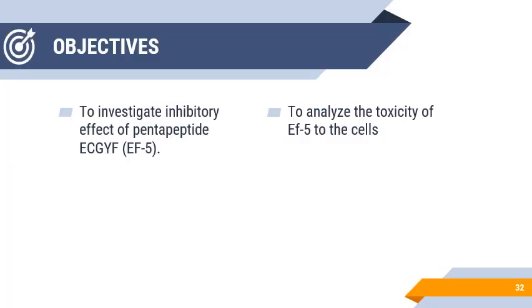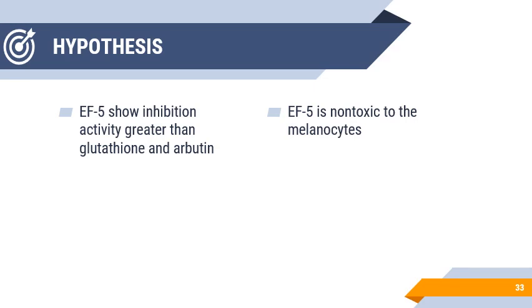The objectives of this research are to investigate the inhibitory effect of the pentapeptide ECGYF, or EF-5, and to analyze the toxicity of EF-5 to the cells. And the hypotheses of this research are that EF-5 shows inhibition activity greater than glutathione and arbutin, and also that EF-5 is non-toxic to the melanocyte cells.